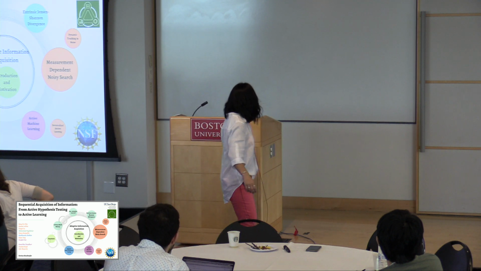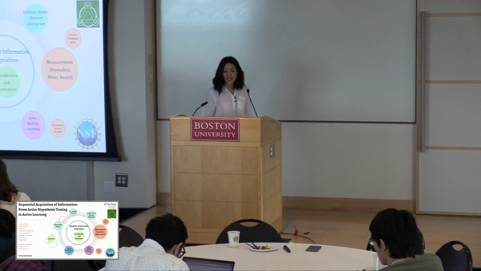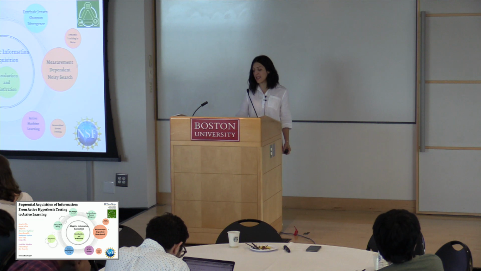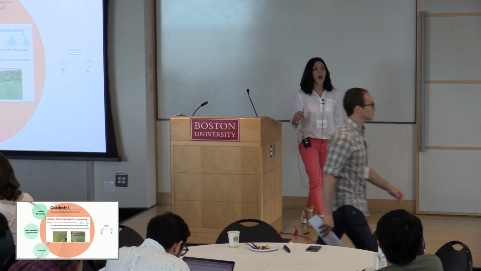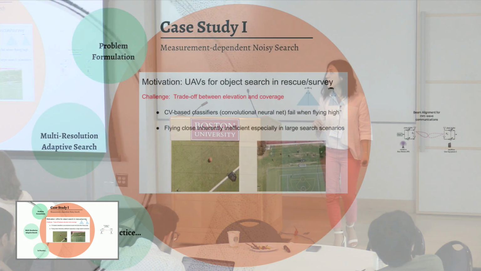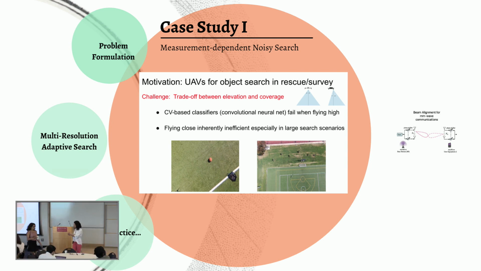I got lots of good questions about what I'm going to talk about, which is the one example where the converse and the achievability are tight. And this is the problem we call measurement-dependent noisy search. The problem really was motivated by the UAV search that I showed you. This is the field of view of our drones.